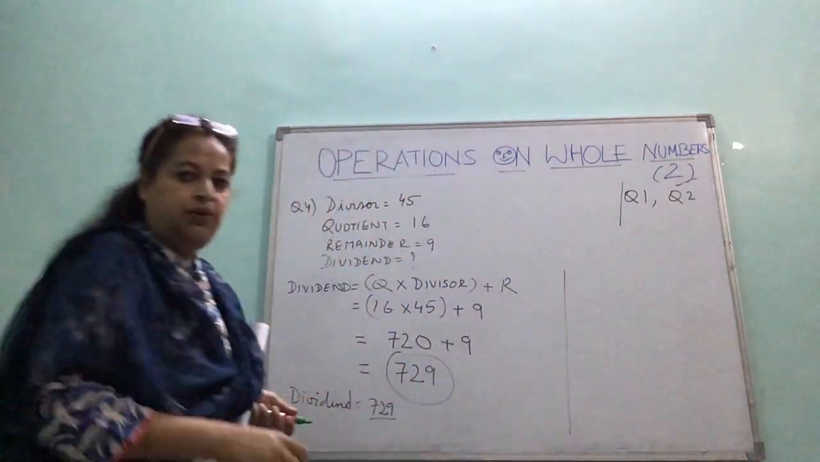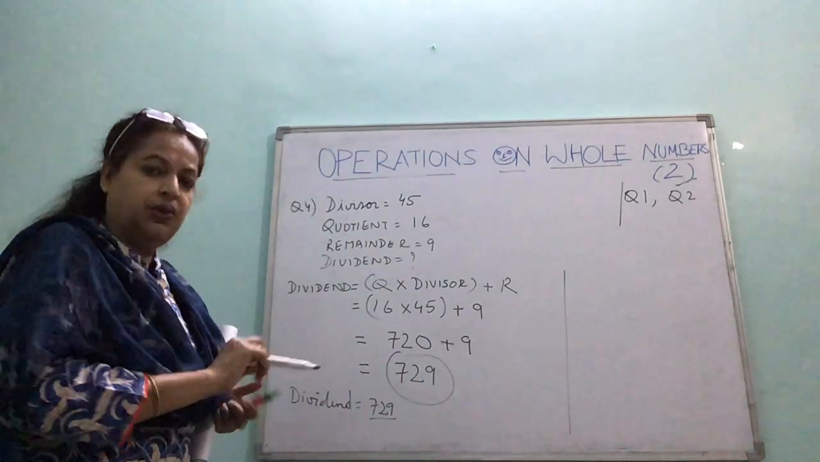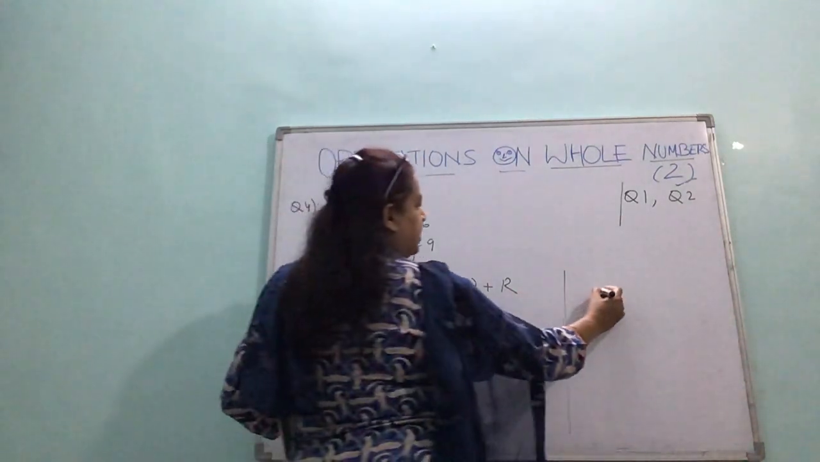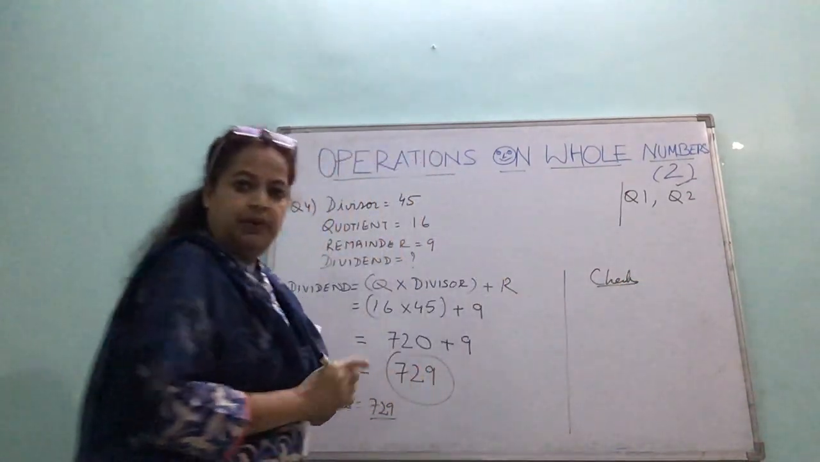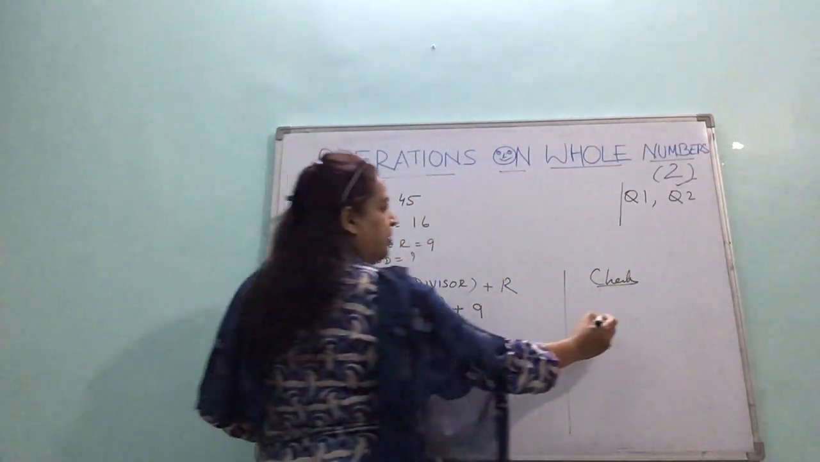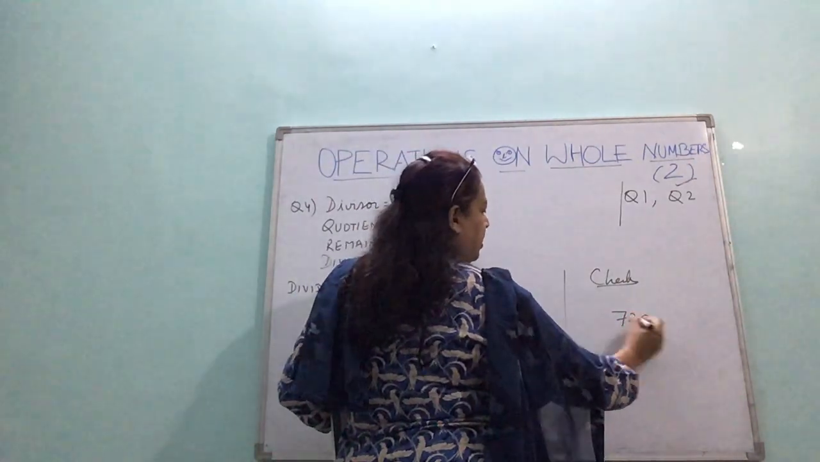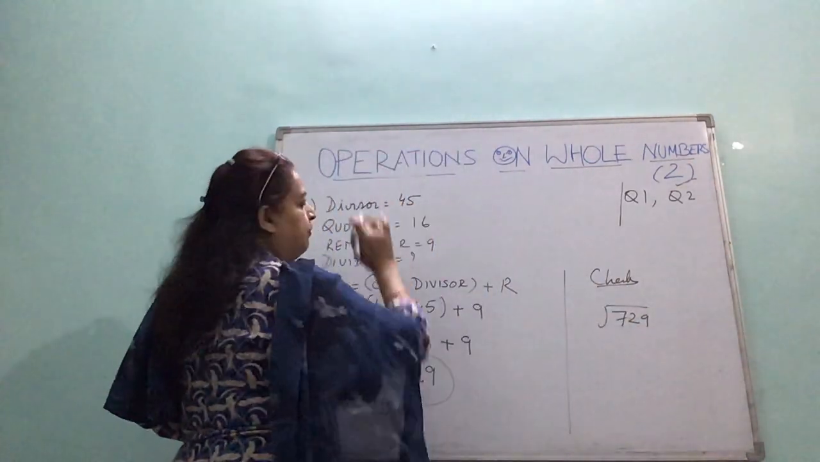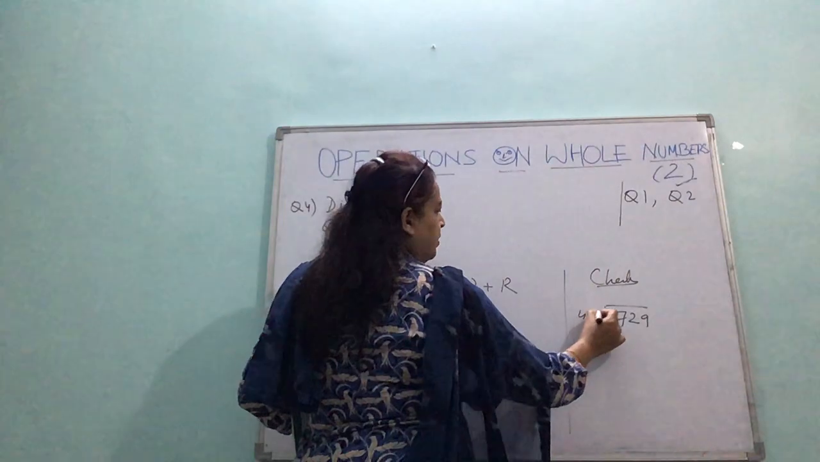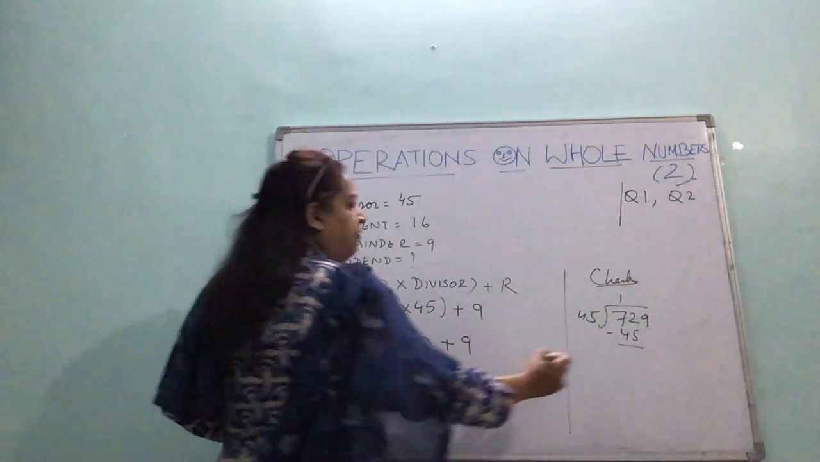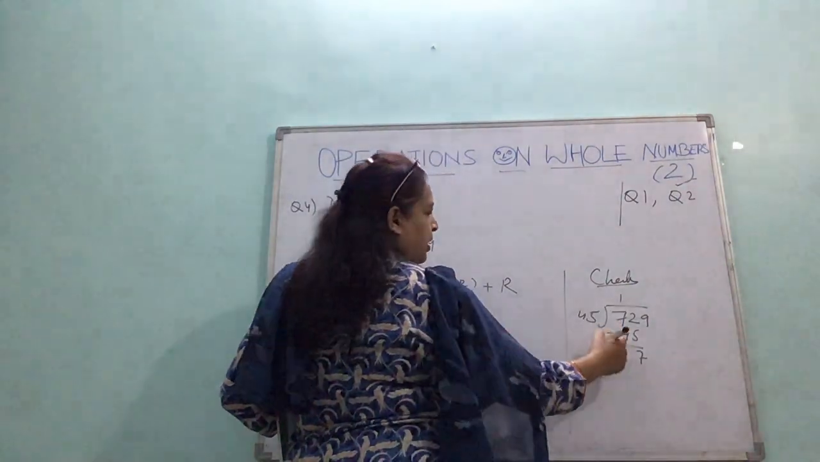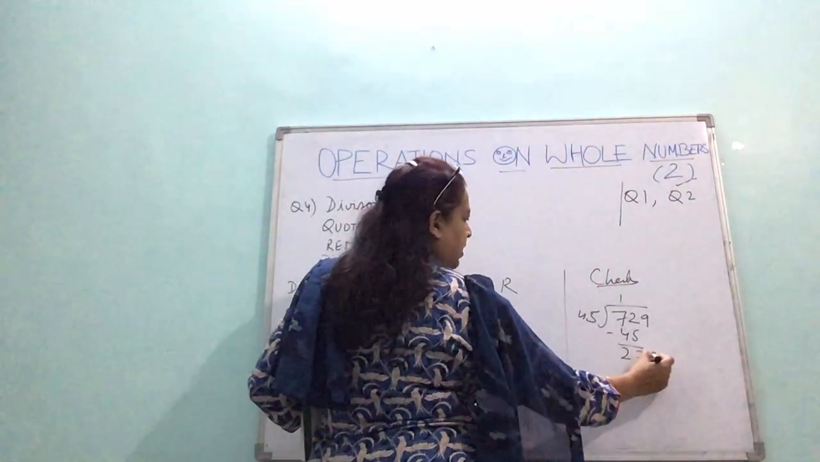Although this is for your own personal use, you should always check in such a case. This is my own personal check of whether I am correct or not in my calculations. So 729 divided by what? 45. So 45 ones, 45. From 12 we subtract 5, it is 7. We have borrowed 2, 79.